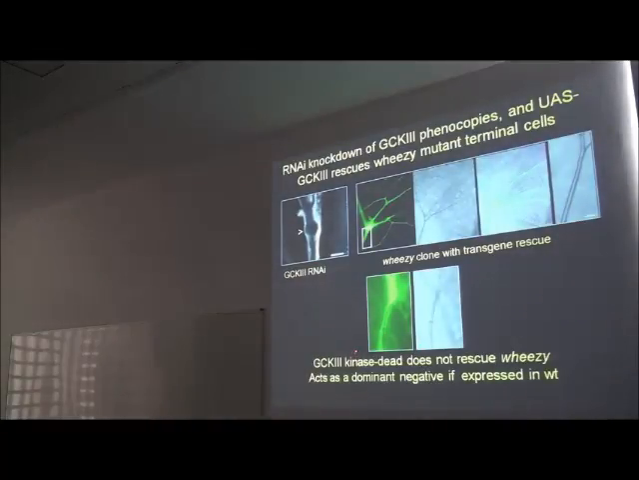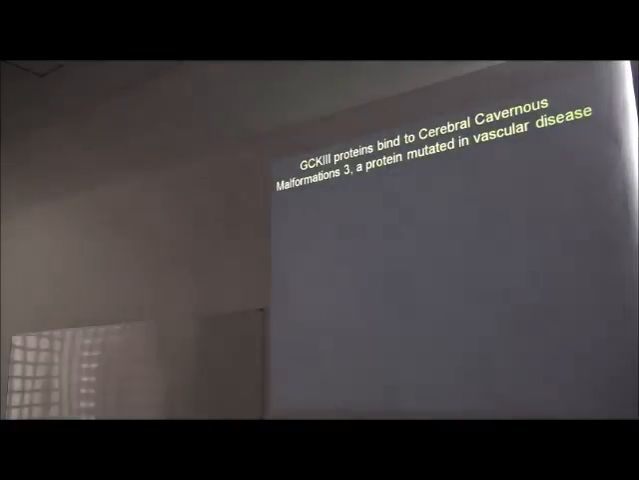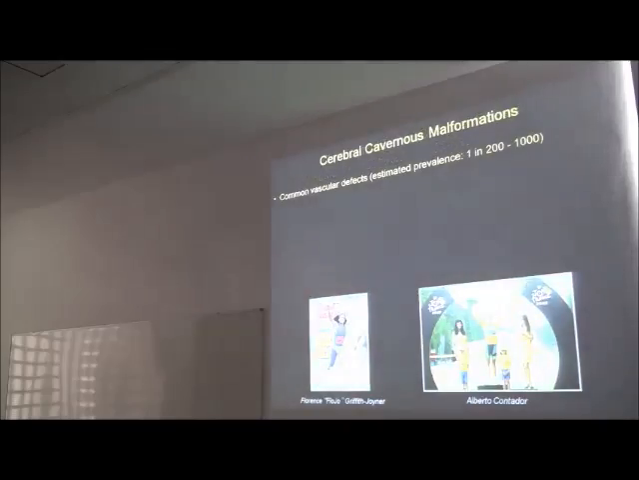And we also showed that the kinase dead version of the gene doesn't rescue. And in fact, it acts as a dominant negative. So if you overexpress the kinase dead, you generate a kind of mild dilation. Okay. So the reason that this was really interesting to us is because these proteins are known to bind to a human protein called cerebral cavernous malformation 3, which is affected in human vascular disease.